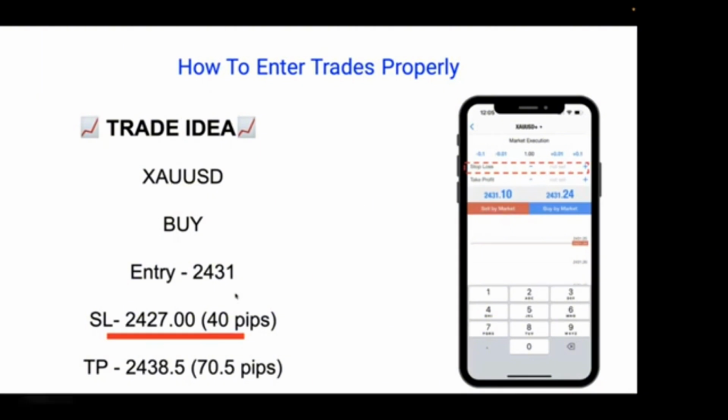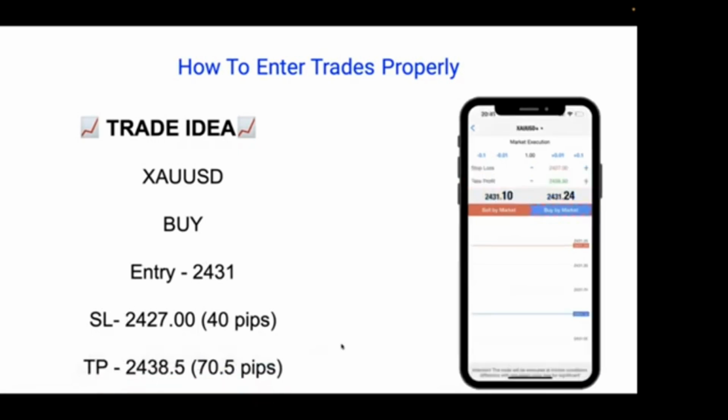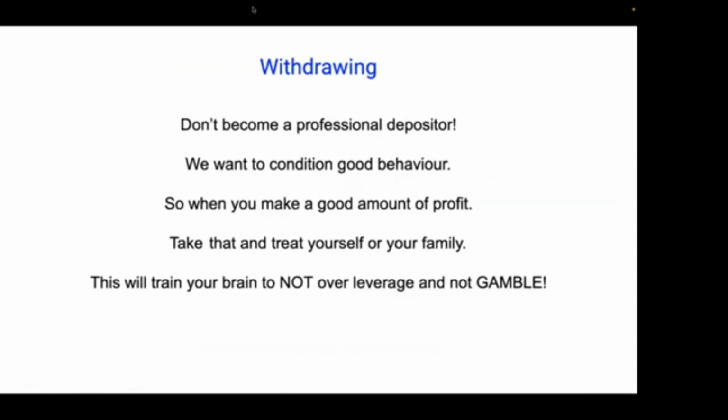This is 40 pips. So if we were using this at £1 per point, a 0.1, and you had £1,000 in your account, worst case scenario, you're going to lose £40. But for a take profit, we put that in the bottom section again, 2438.5. If this goes the right way, we're going to make £70.50, right?